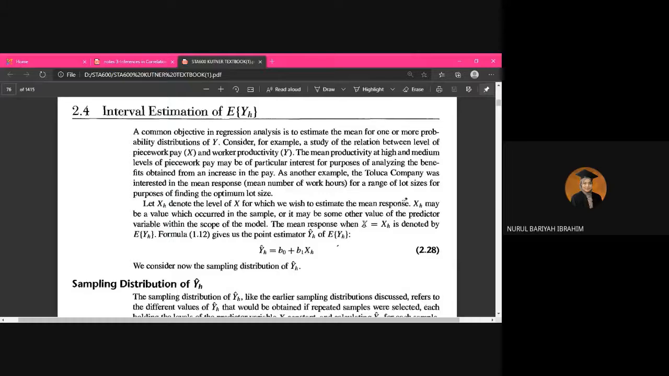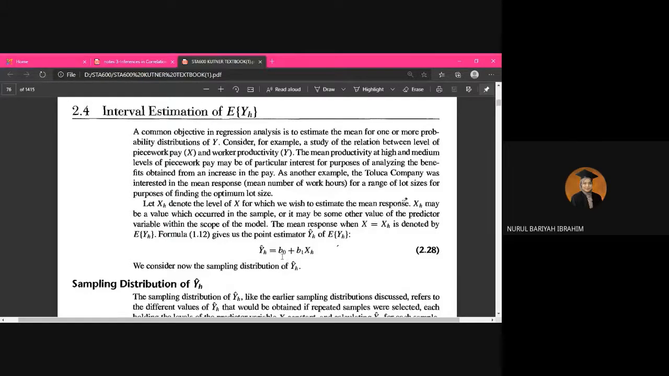The mean response of x equal to x hash is denoted by expected of y hash. Ini notation untuk mean response. The point estimator for the mean response can be written also as y hat h. Okay, when we want to find the point estimate for the mean response, this is the formula to estimate the mean response.